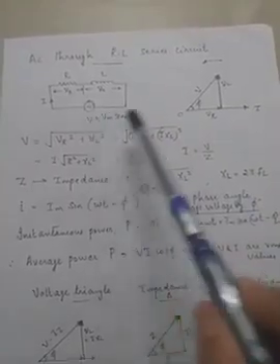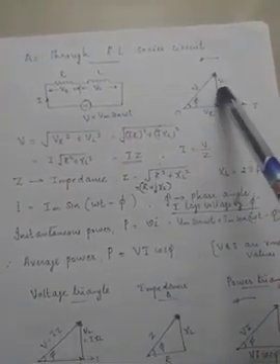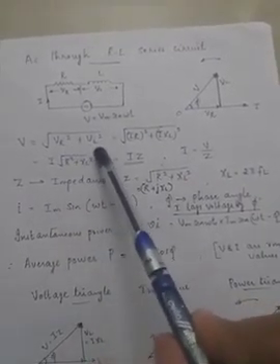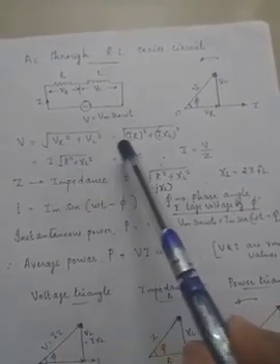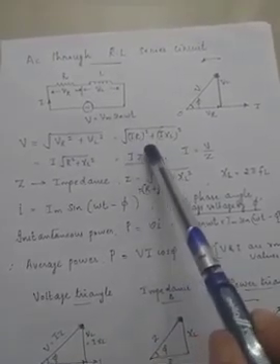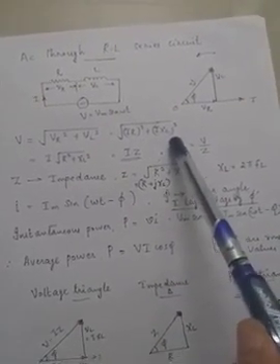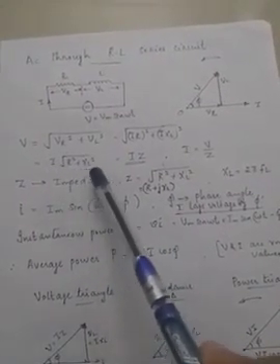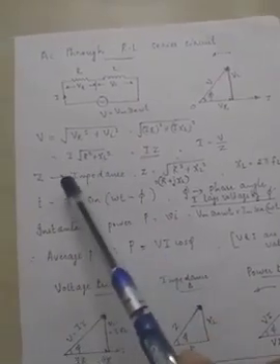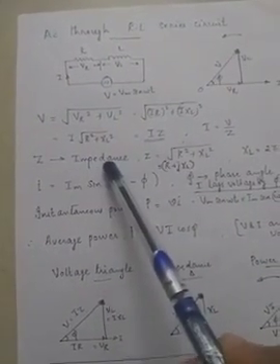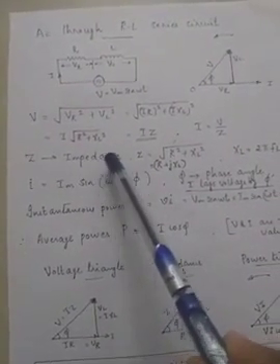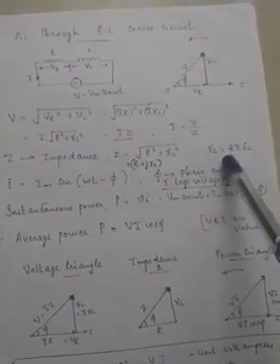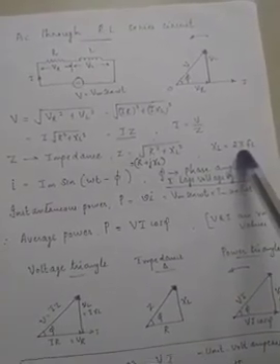Now the total voltage V is the vector sum of VR and VL. So V equals the square root of VR square plus VL square. VR is I into R, so it is IR the whole square plus I XL the whole square. You can take I outside and you get the term root of R square plus XL square. This term is known as the impedance of the RL circuit, Z equals root of R square plus XL square, where XL equals 2 pi f L. This we have seen earlier.